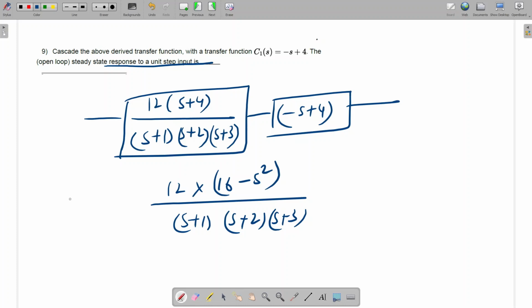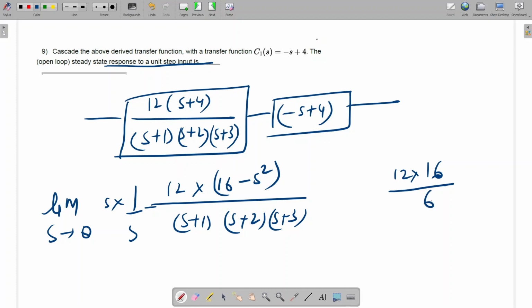Step input. So I am going to calculate the steady state value. Limit, s tends to 0, and s into 1 by s. Correct. So that will be 12 into 16 divided by 6, which is 32. Is it correct? I think it is correct only.